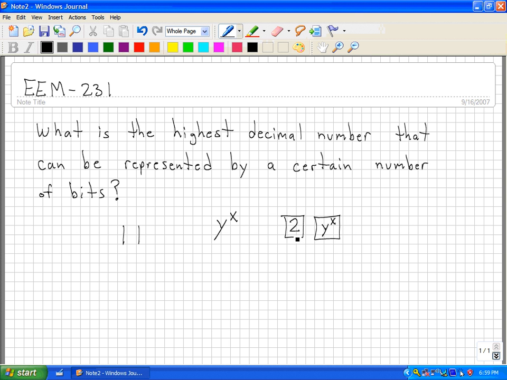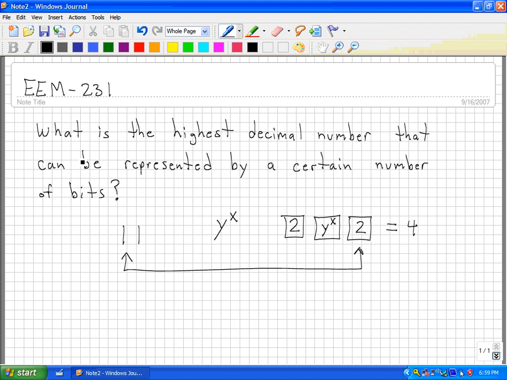I would key in 2, y to the x key, then in this next position you would key in however many bits we have. In this case we have 2 bits, then we'd press equals. This is basically saying 2 raised to the second power, which would be 4.